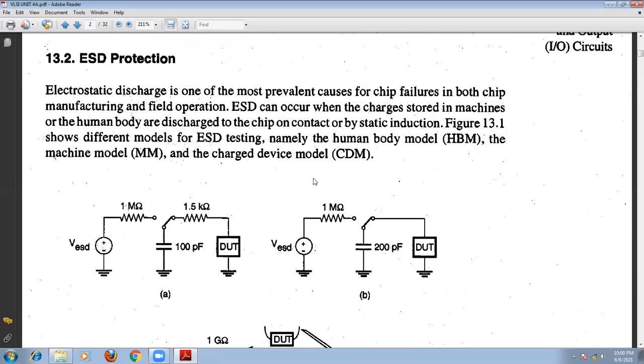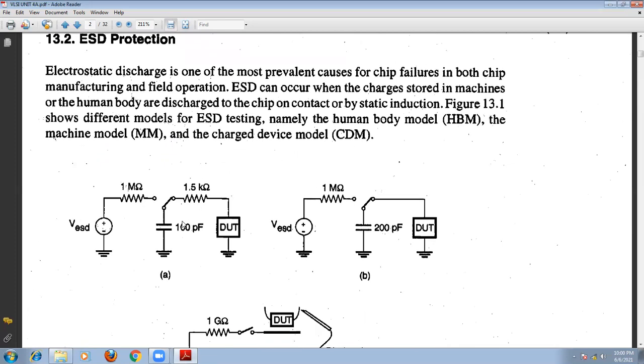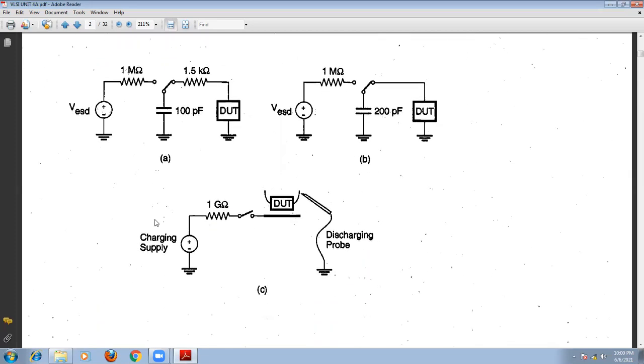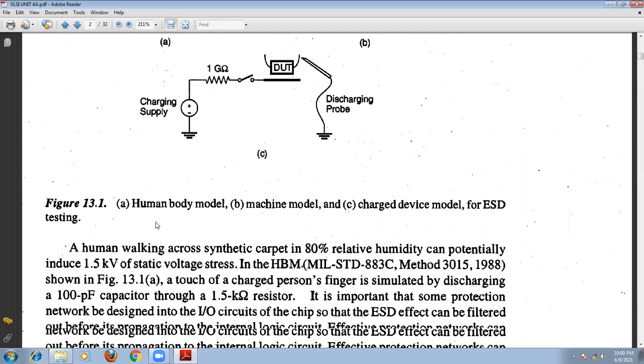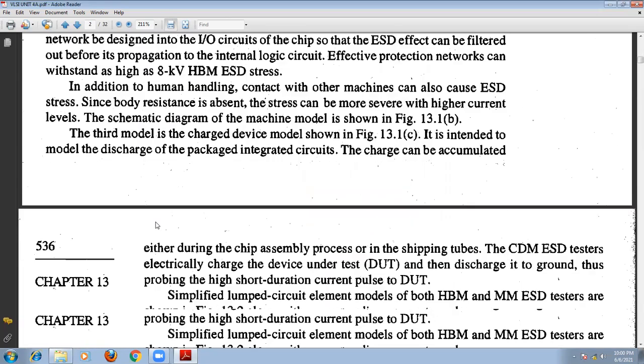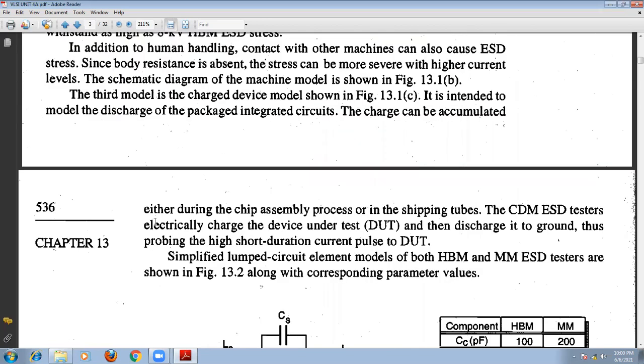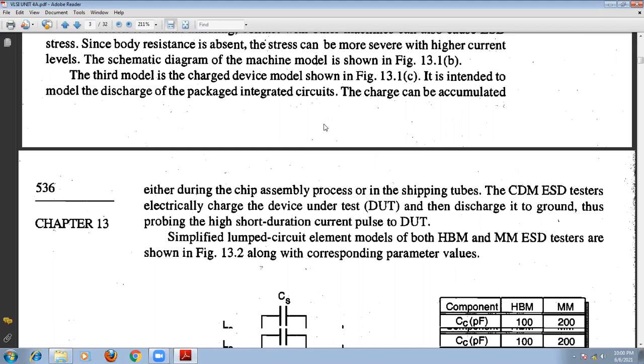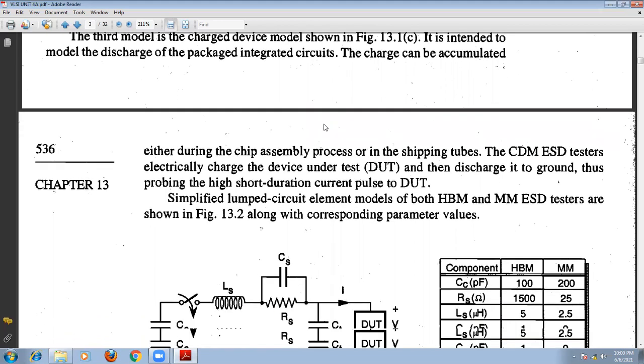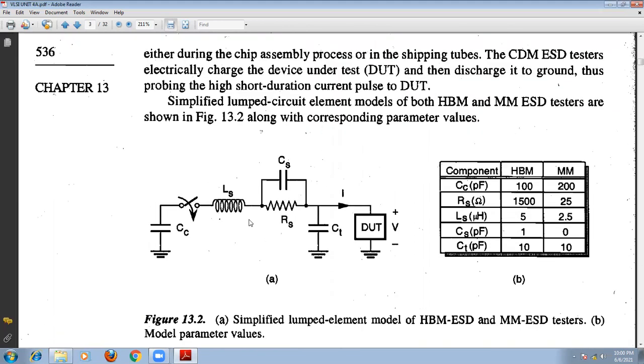So for ESD protection, one is called the human body model, another is called the machine model, and another is called the charge device model. In the next class we can see the different models we have. Just observe here the third model. Basically, these are the different models we have.